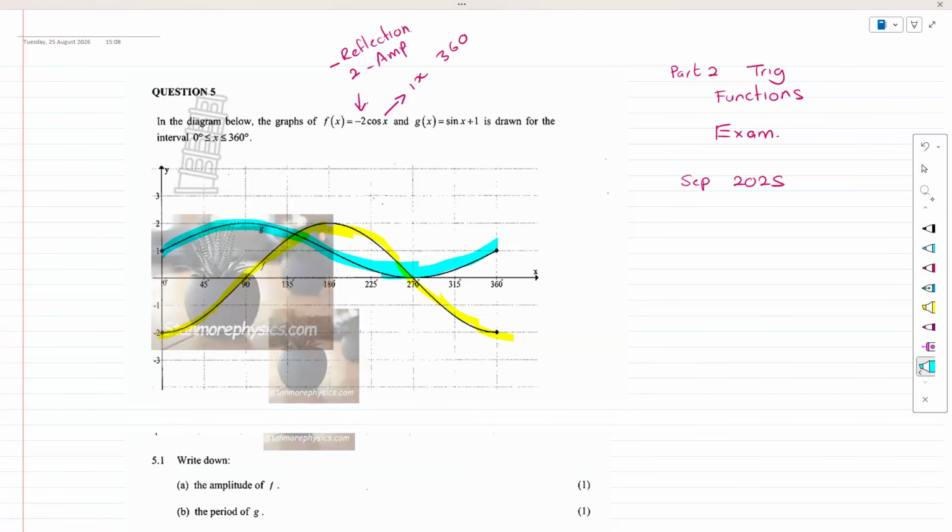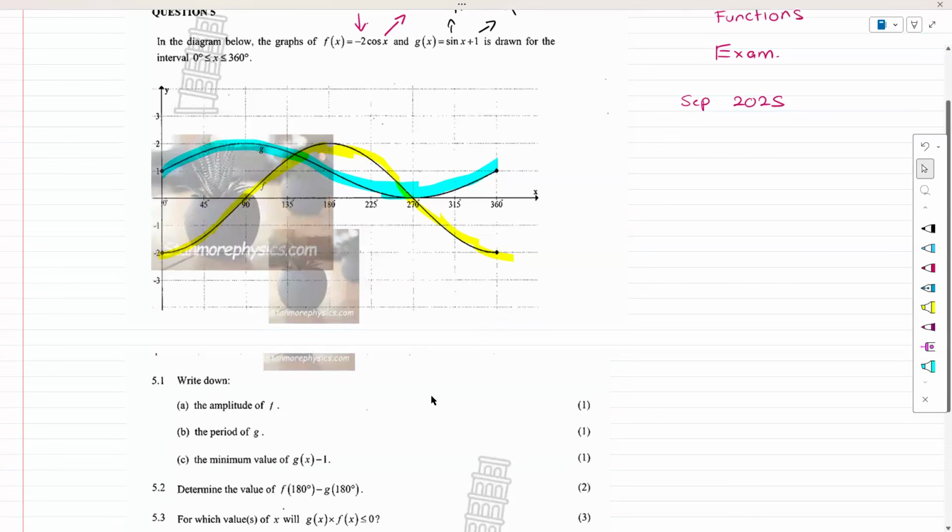I can see that g of x is generally a normal graph. Firstly, the amplitude is 1 because the number in front of sine is 1. That means the max is 1. And the graph shifts 1 unit up. So generally, it is an easy graph. Let's start. What is the amplitude of f?